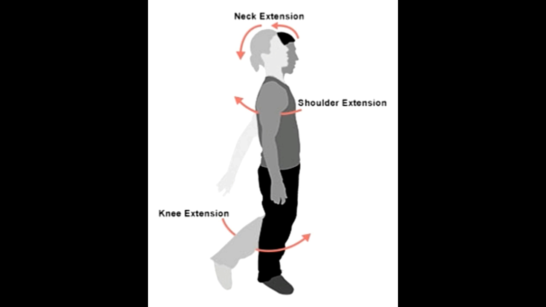The image below depicts the flexion and extension movements of different parts of the body. This illustration should help you understand the movements better. Neck, shoulder and knee flexion. Neck, shoulder and knee extension.